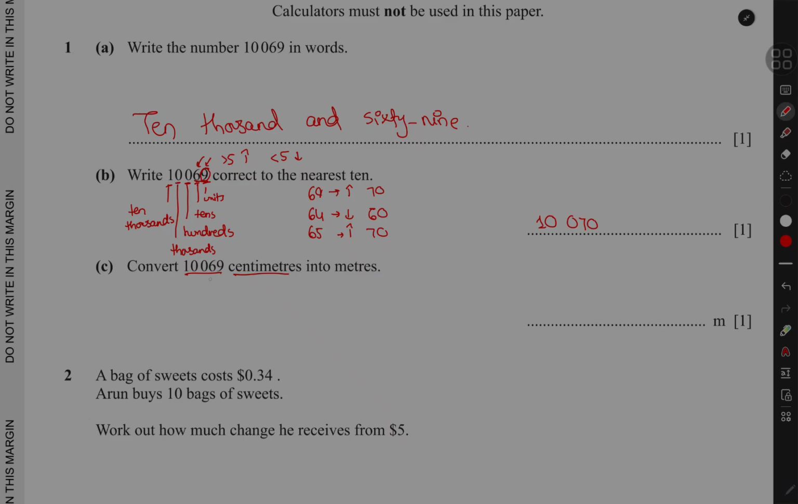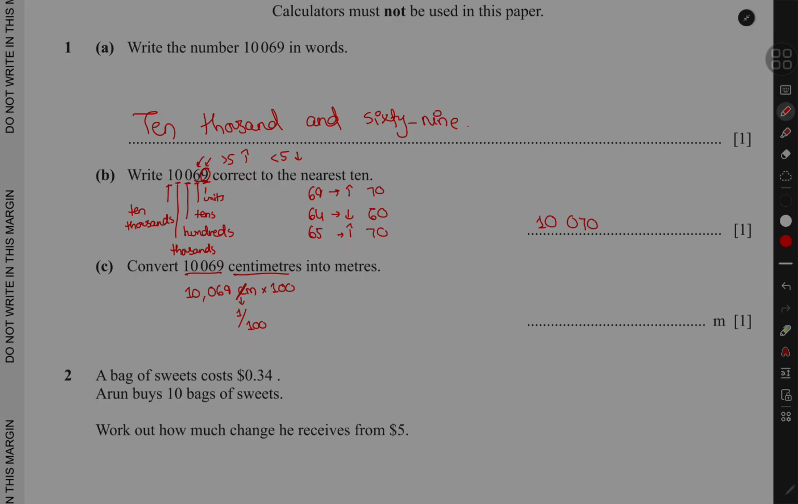Next question. Convert this 10,069 centimeters into meters. So what they're saying here is we have 10,069 centimeters. Now this centi means 100th, so 1 out of 100. So what we can do to make this meters is to just cut this centi.